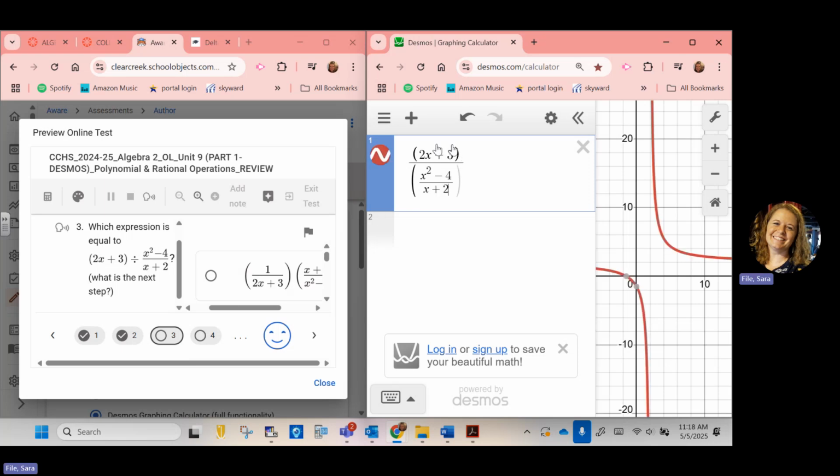Okay, so you can see I have the first expression divided by the second expression. So that's what I was originally given. And now I'm going to check my answer choices to see which one of these is equivalent. Now, most of you should be able to actually answer this question without DESMOS if you think about it, because it's not asking you to actually solve all the way. It's just asking what's the next step.